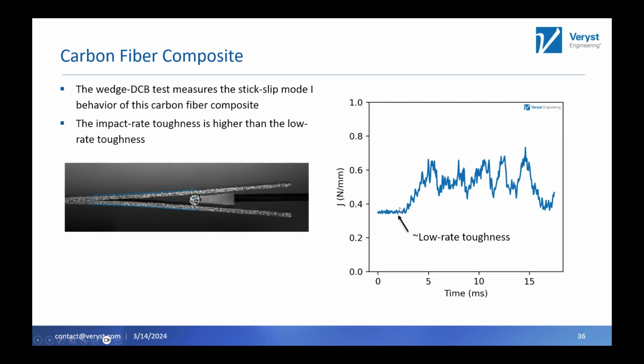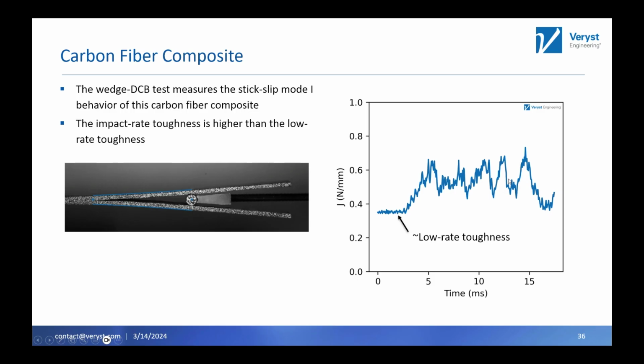And this value is very close to the low rate, quasi-static toughness of this particular material. That's because when we insert the wedge in the material, we start with a J integral because the cantilever beams are loaded at the start of the test. But the steady state, or the impact rate toughness of this material, is a little bit higher than its low rate toughness. We're going from about 0.37 or so up to an average of about 0.5.